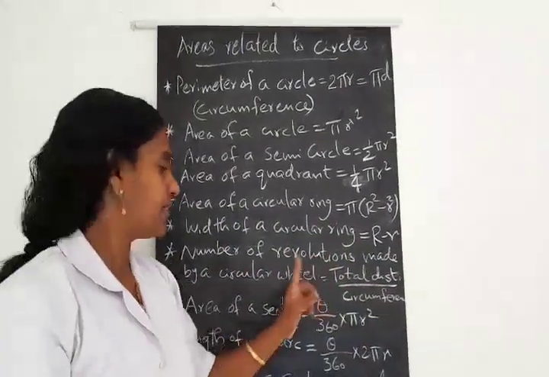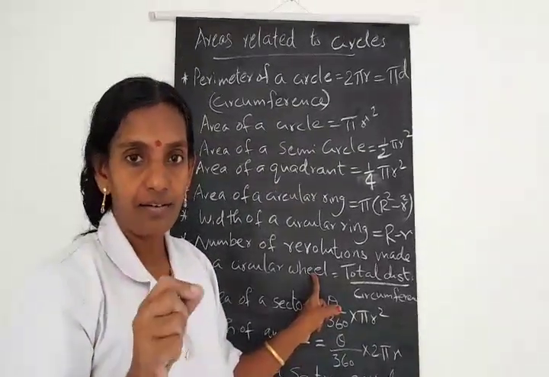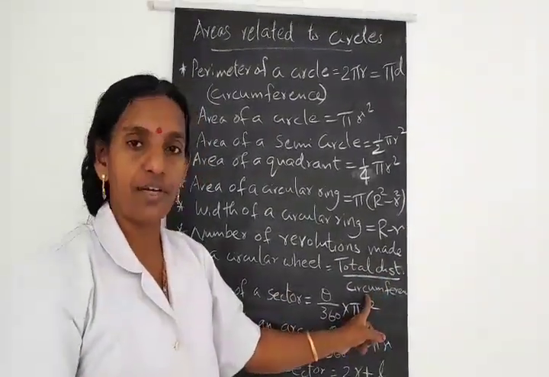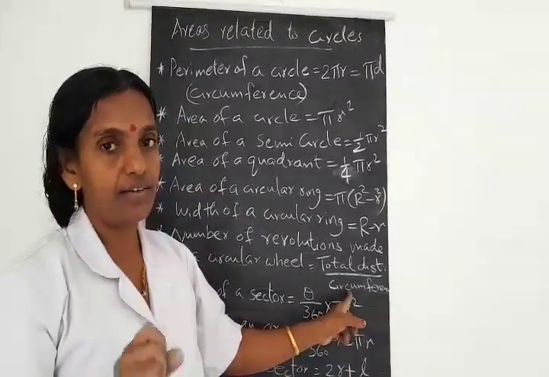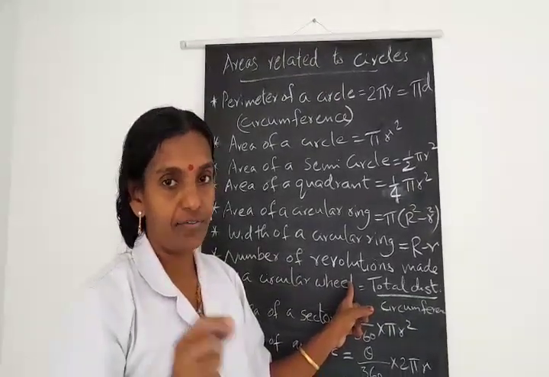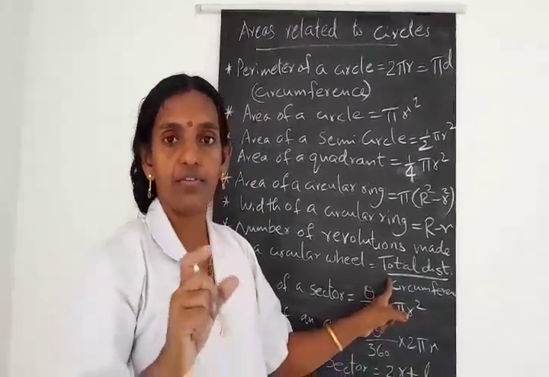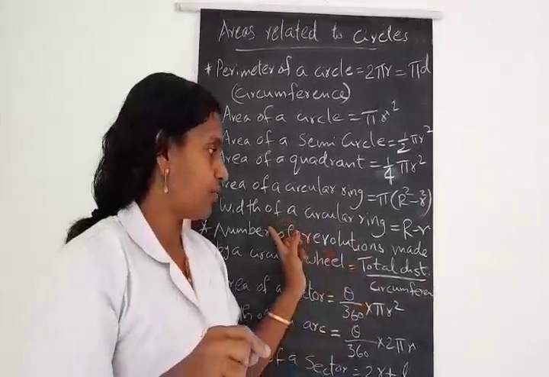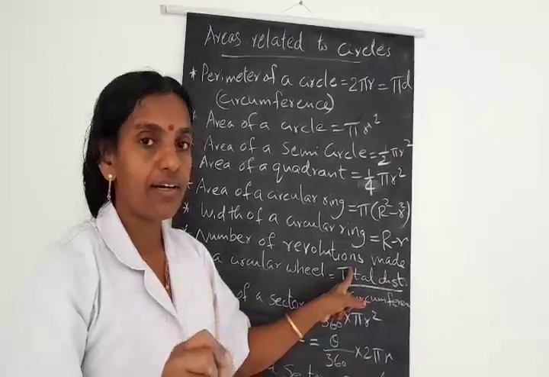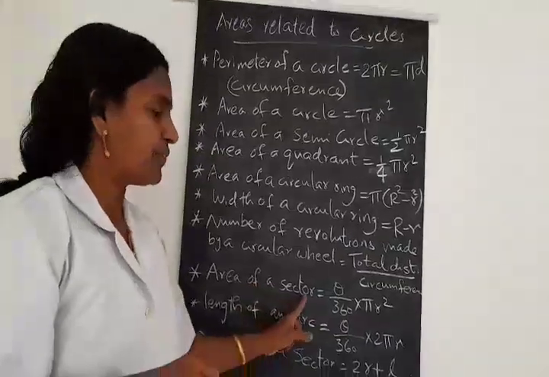Now, number of revolutions made by a circular wheel. That's equal to total distance covered by the wheel divided by circumference of the wheel. In one revolution, the wheel is covering a distance which is the same as the circumference of the wheel. So number of revolutions means total distance covered by the wheel divided by the distance covered in one revolution, that means circumference.